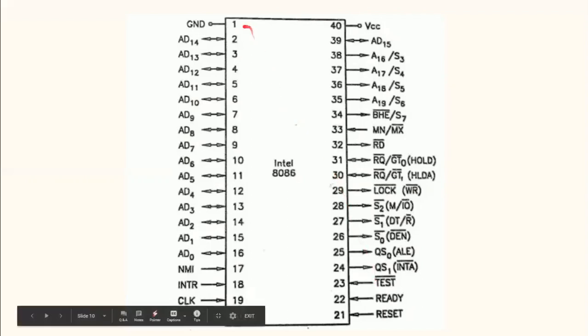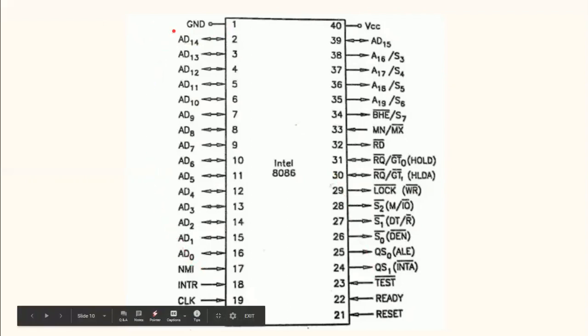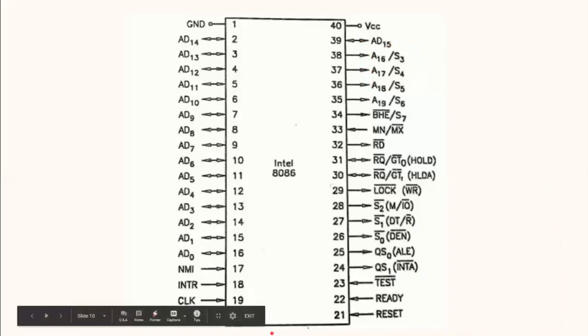Now here we have ground, VCC, and some bidirectional lines from AD0 to AD14 over here and AD15 over here. Then we have NMI, INTR, clock, and here we have reset, ready, test bar, RD bar, MN/MX bar, BHE bar/S7, and A16 to A19 multiplexed with status signals. So these are the common mode signals and we will have a look at them one by one.